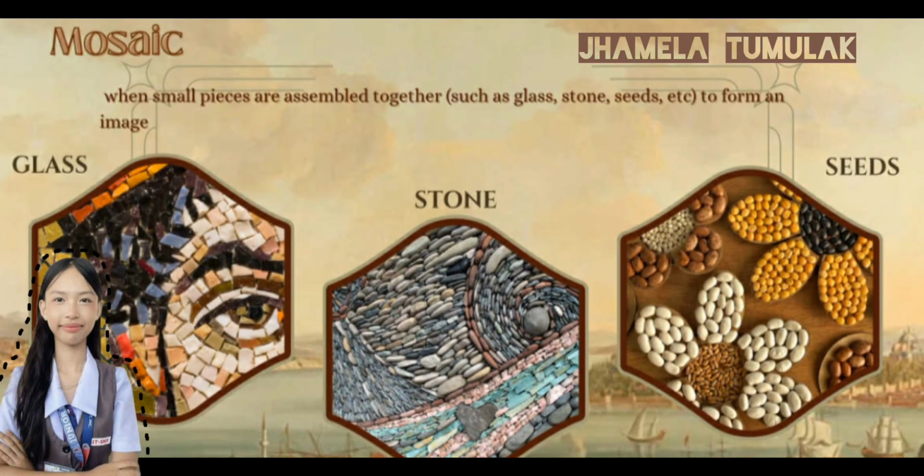Moving on to slide 22. This slide discusses mosaic. A mosaic is a two-dimensional art form created by assembling small pieces of materials such as glass, stones, or seeds to form an image. Even though the materials have texture, mosaics are still considered 2D because they focus mainly on length and width. This technique requires patience and creativity as artists carefully arrange each piece to create a complete picture.